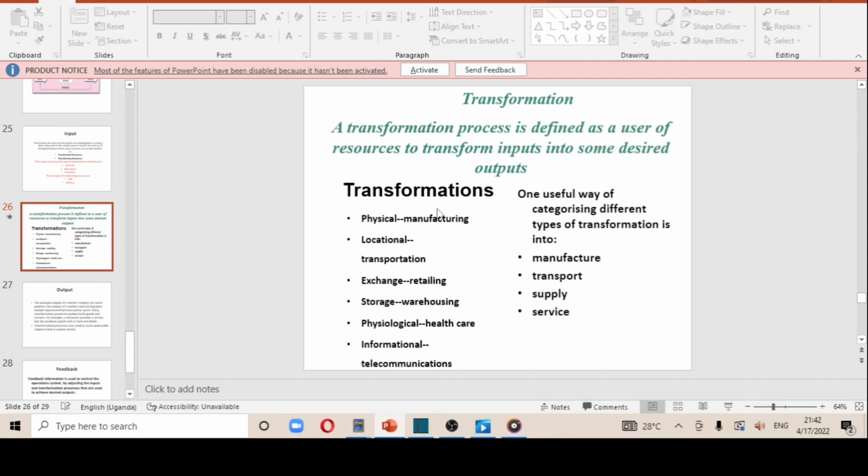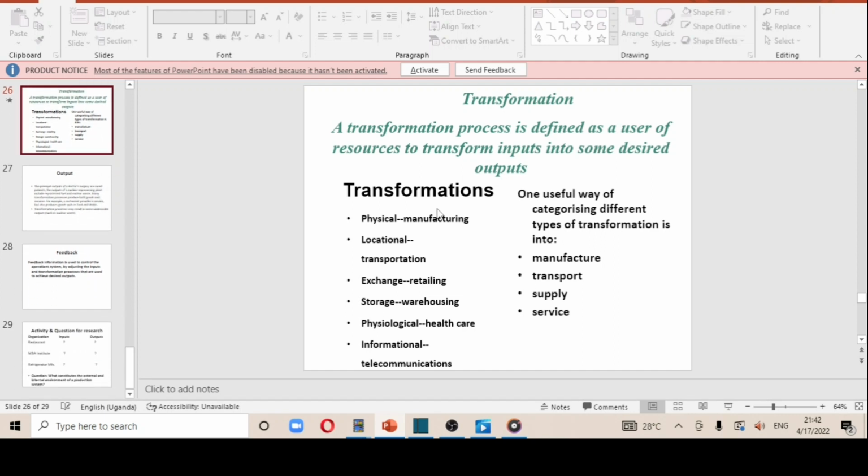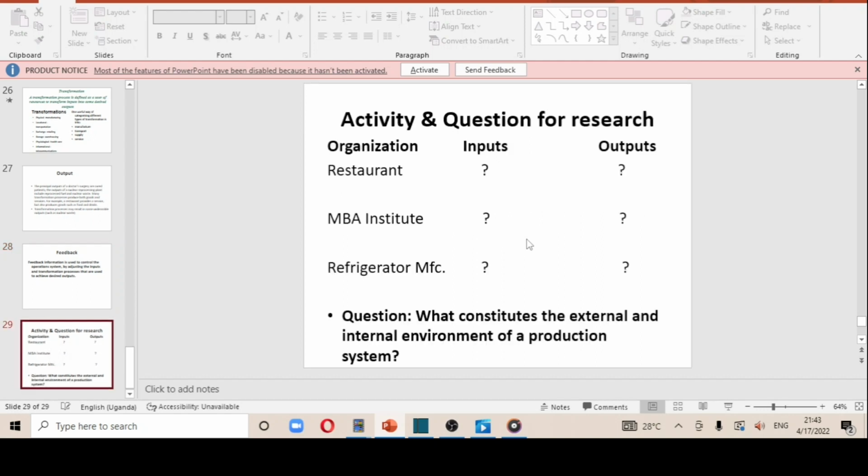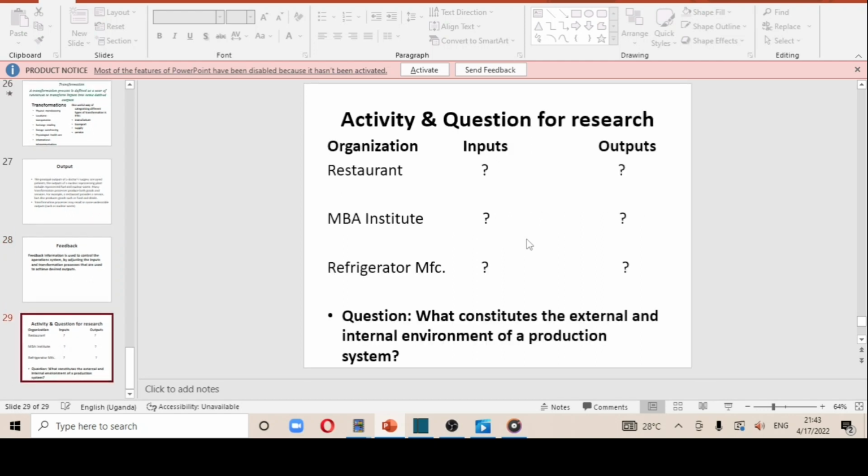An output is just a finished product. Then feedback is just information that is used to control the operations by adjusting the inputs and transformation process that are being used to achieve the desired outputs, like to know where the errors are, depending on the response by the customers. With that, I'm going to be ending. The product life cycle is where we shall begin from next time.